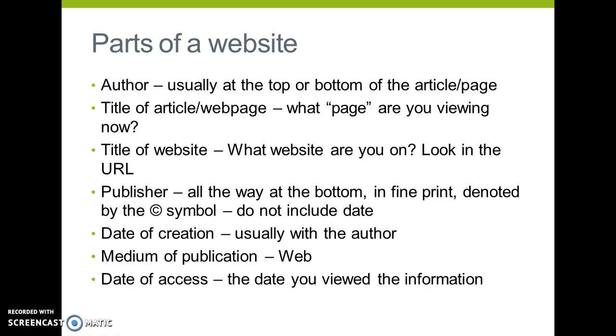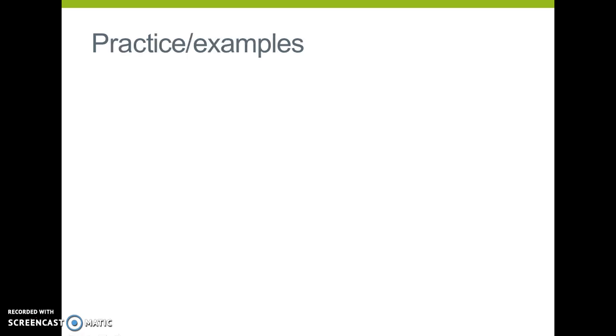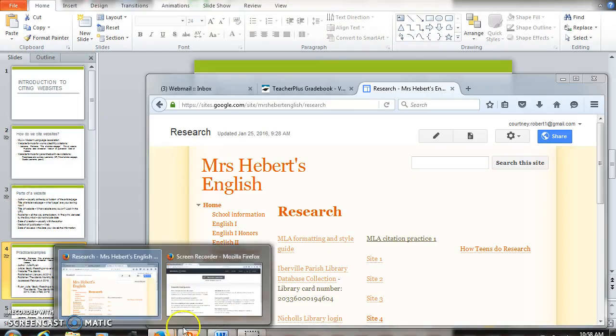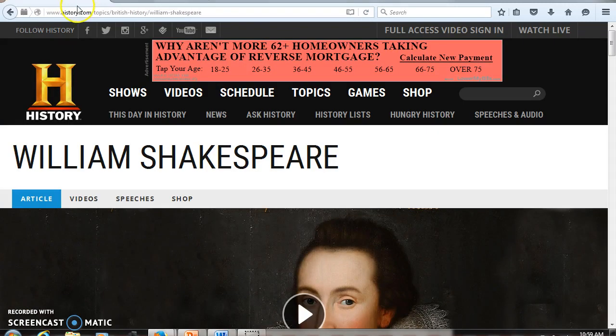And the date of access. The date of access is the date you viewed the information. So if I logged on to Facebook on February 3rd, I would write 3 February 2016. That is the day I viewed that information. Okay, let's look at an actual website and look at where those things appear.